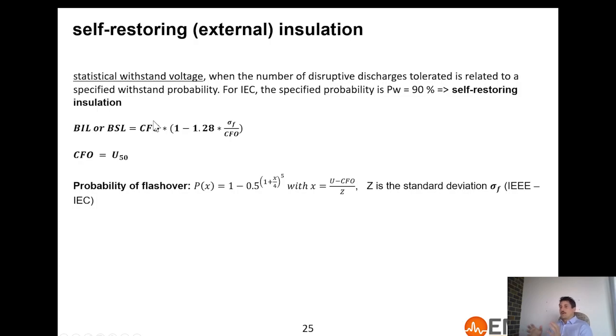And then you have those equipment, they have certain properties, and so you have some links between BSL and BIL and the standard deviation of voltage in between. So you have the 90% point, the 50% point, and you have all points in between. So the characteristic you have is like that. So the BSL equals CFO multiplied by 1 minus 1.28 times the standard deviation, and the CFO again.